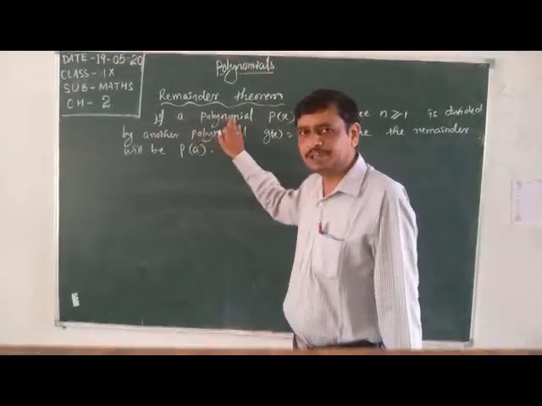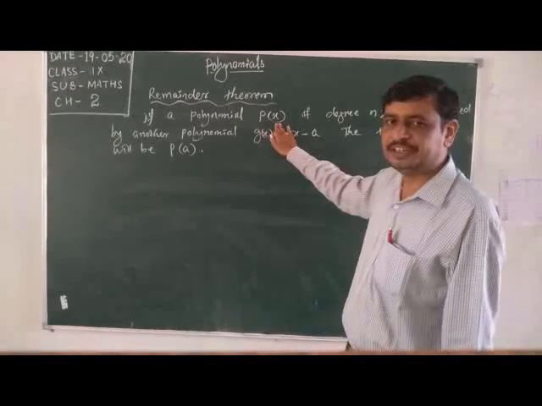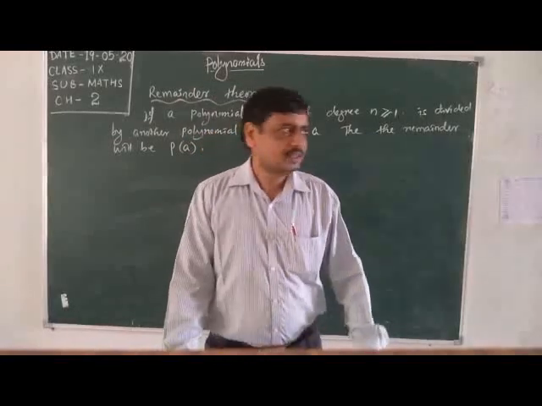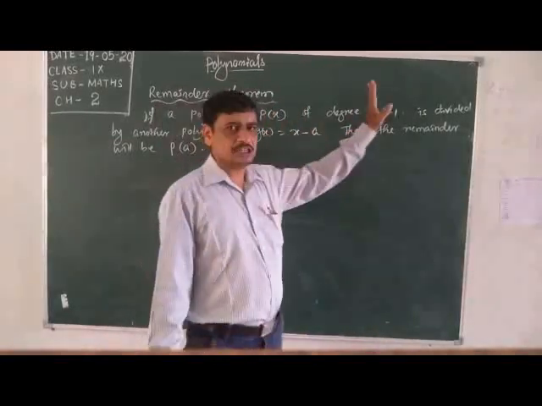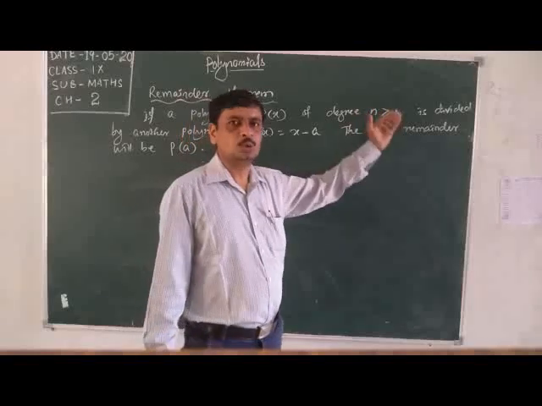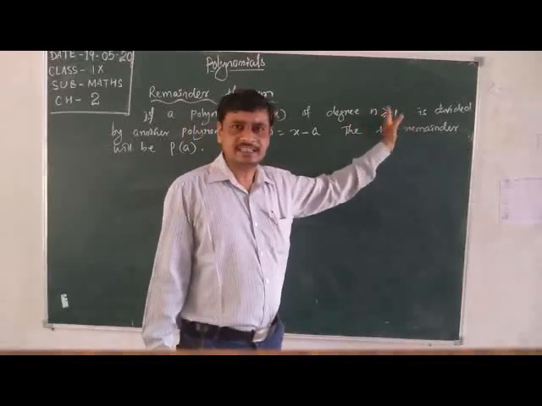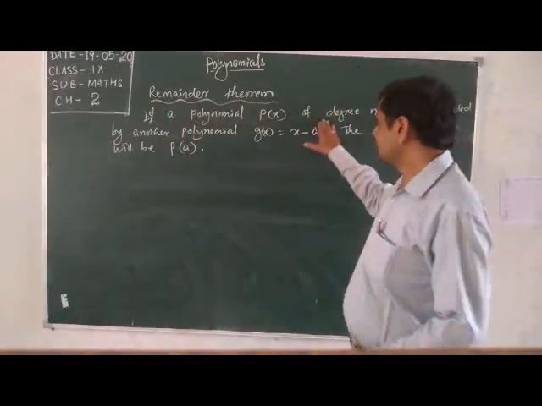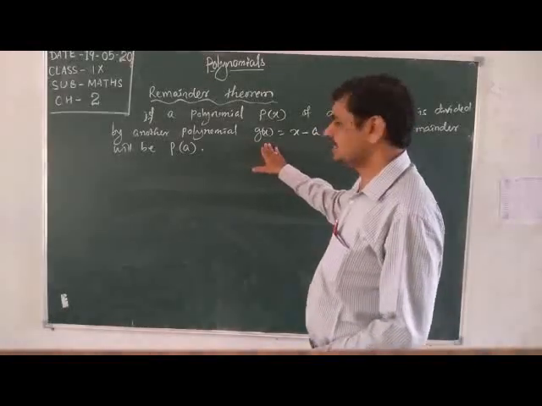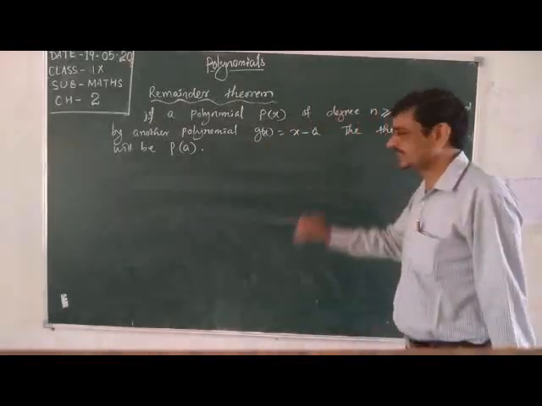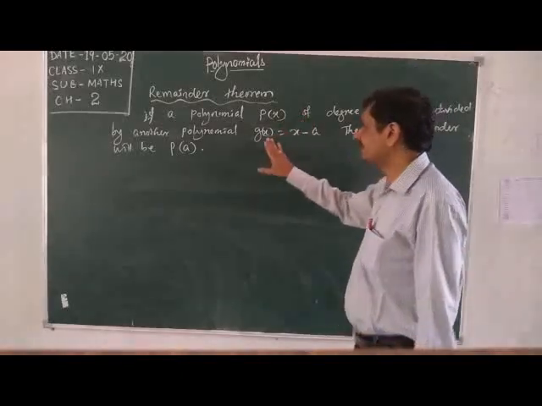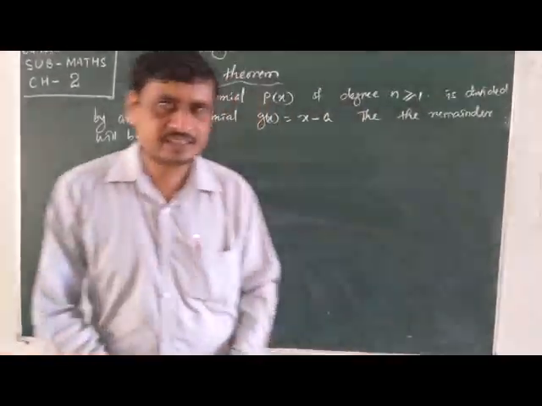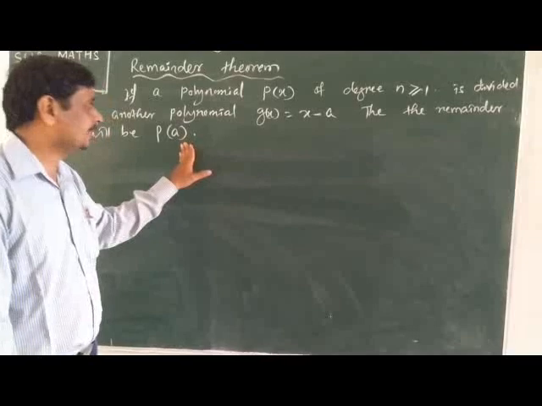When a polynomial p(x) of degree n, where n is greater than or equal to 1, that means the degree of the polynomial may be 1, 2, 3, anything greater than or equal to 1, linear, quadratic, cubic, of any degree, is divided by another polynomial g(x) equal to x minus a, then the remainder obtained is equal to the value of p(a).